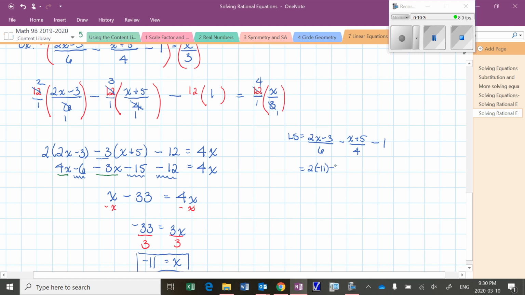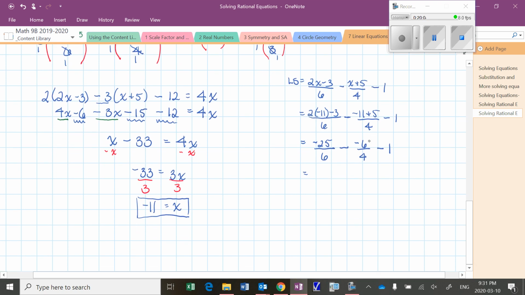So 2 times negative 11 minus 3 over 6 minus negative 11 plus 5 over 4 minus 1. So then that would give us negative 22 minus 3, or negative 25 over 6, minus negative 11 plus 5 is negative 6 over 4, and minus 1. And I know the negative 6 over 4 can be simplified to 3 halves. So we've got the negative 25 over 6. And I also know that minus a negative is going to be the same as plus. So plus 3 halves then, and then minus 1.